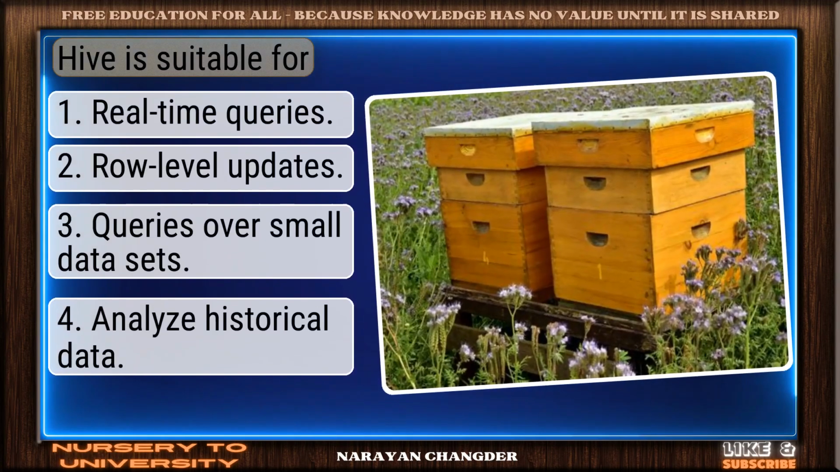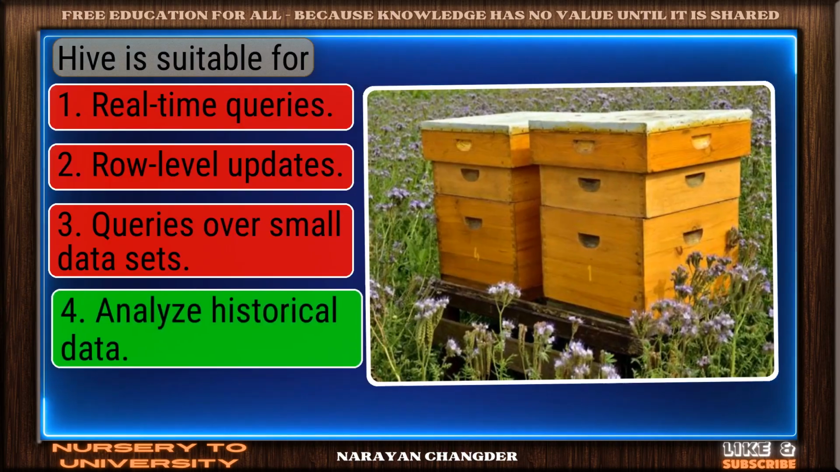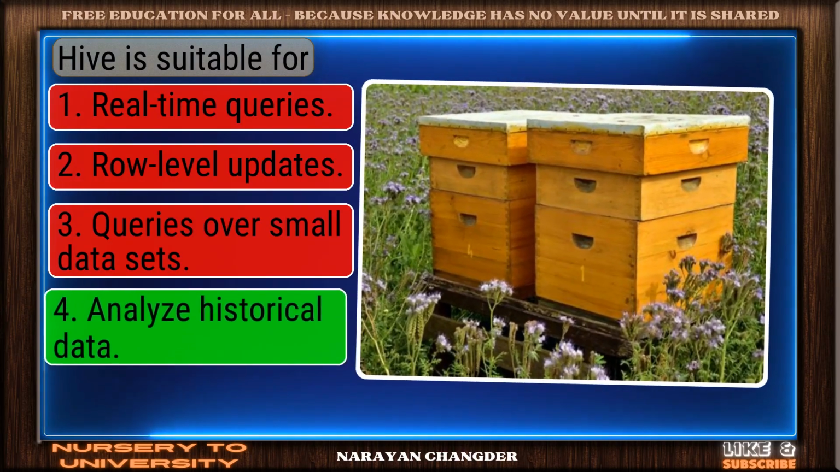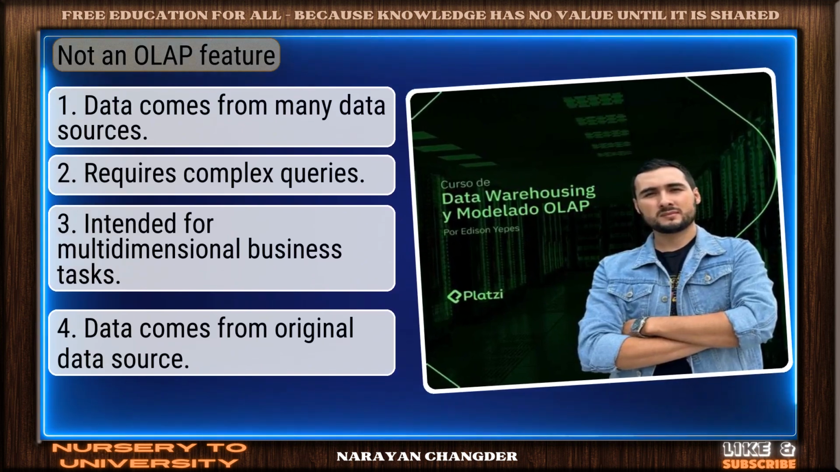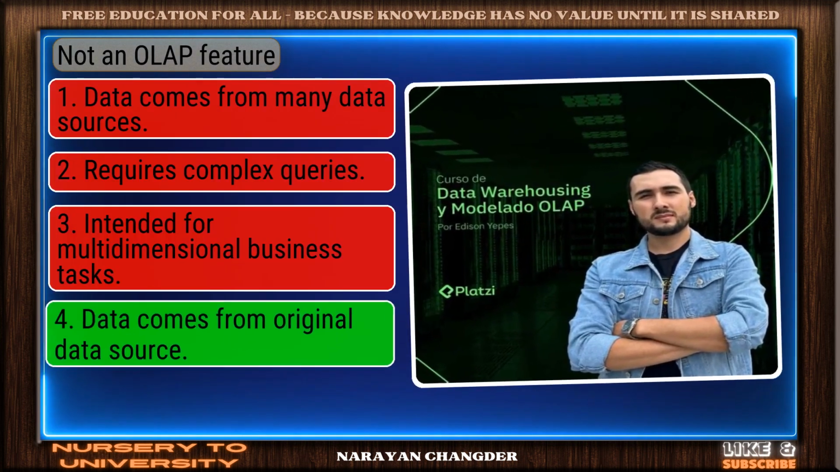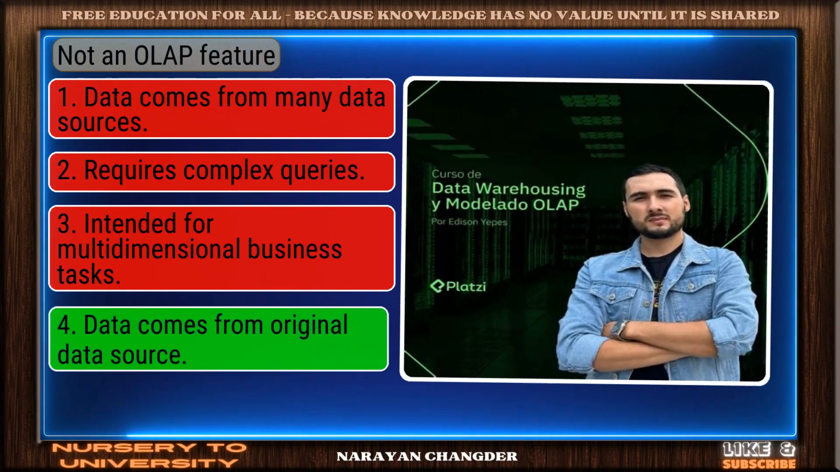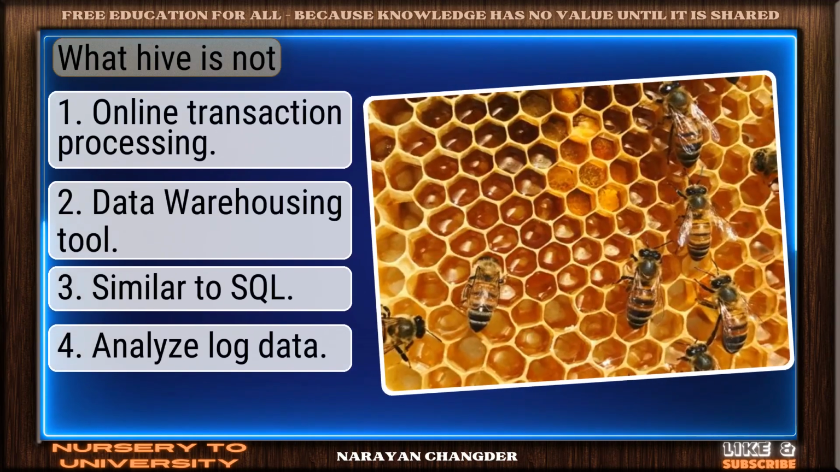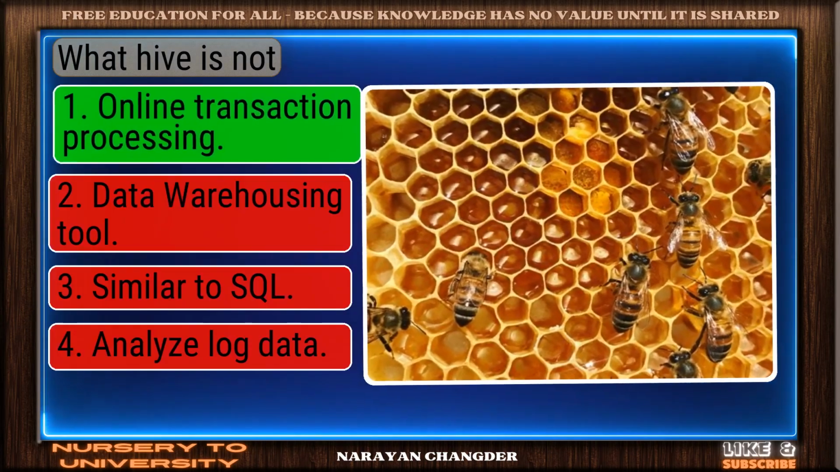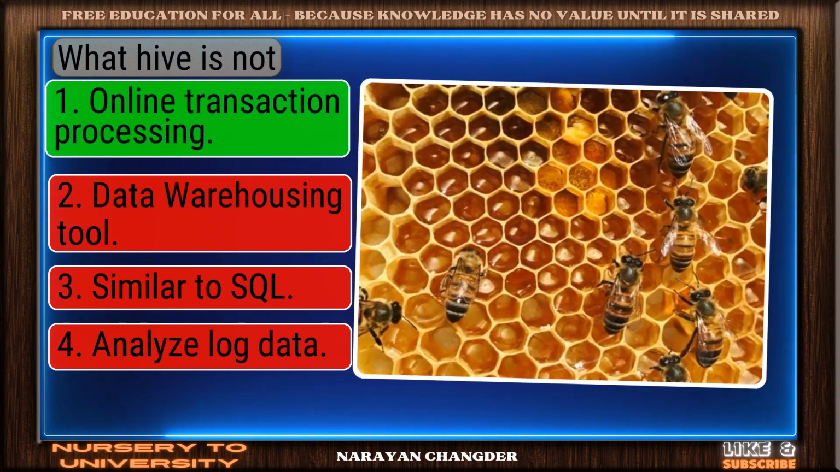Question number 76, Hive is suitable for. You got it. Your choice analyze historical data is right. Question number 77, not an OLAP feature. Valid point. Data comes from original data source is true. Question number 78, what Hive is not? Sharp thinking. Online transaction processing is the right choice.